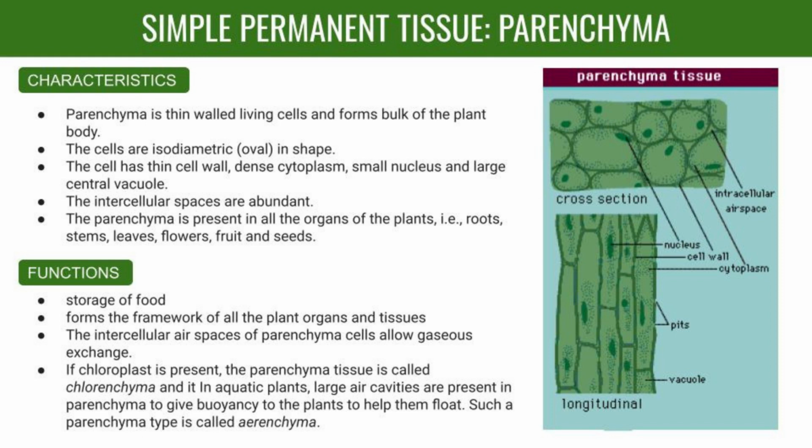Functions of parenchyma tissues. Storage of food. Forms the framework of all the plant organs and tissues. The intercellular air spaces of parenchyma cells allow gaseous exchange. If chloroplast is present, the parenchyma tissue is called Chlorenchyma, and it is found in aquatic plants. Large air cavities are present in parenchyma to give buoyancy to the plants to help them float. Such a parenchyma type is called Aerenchyma.